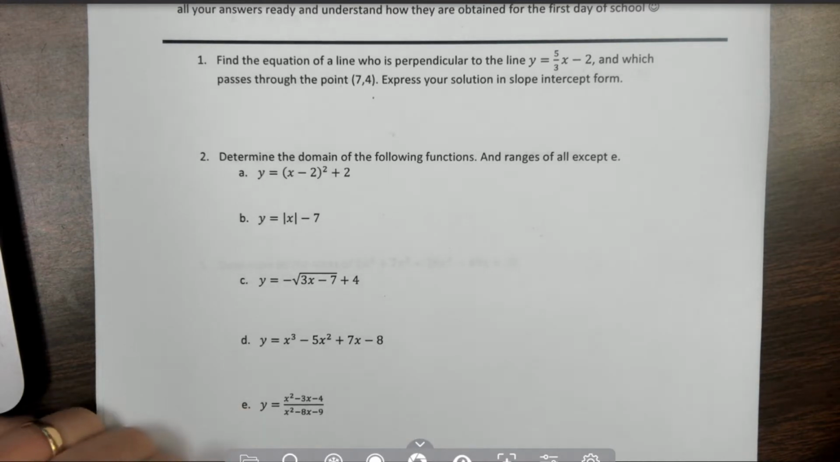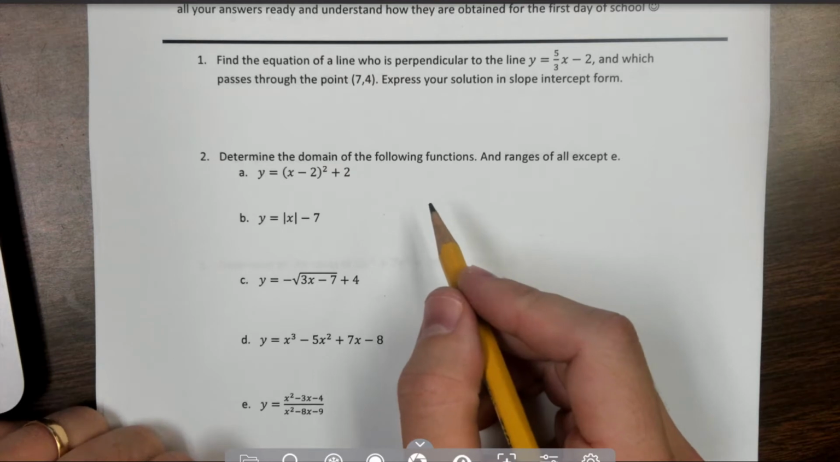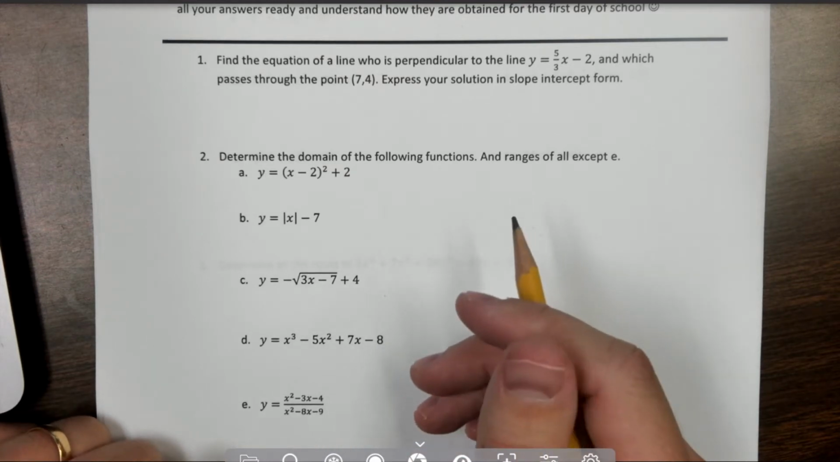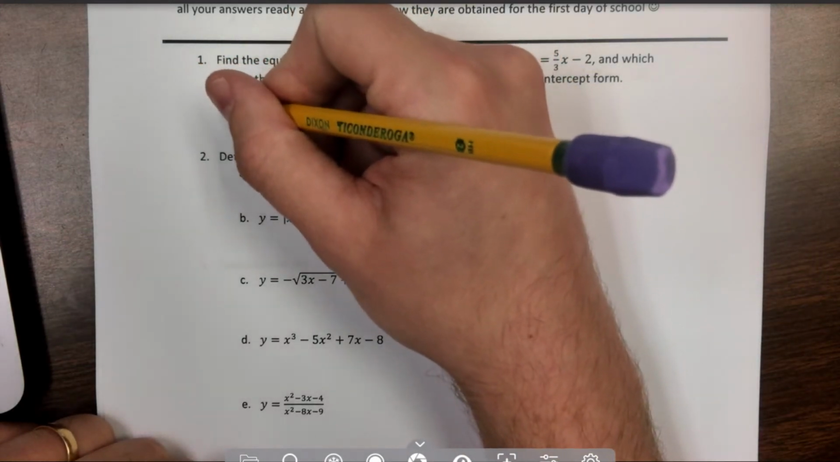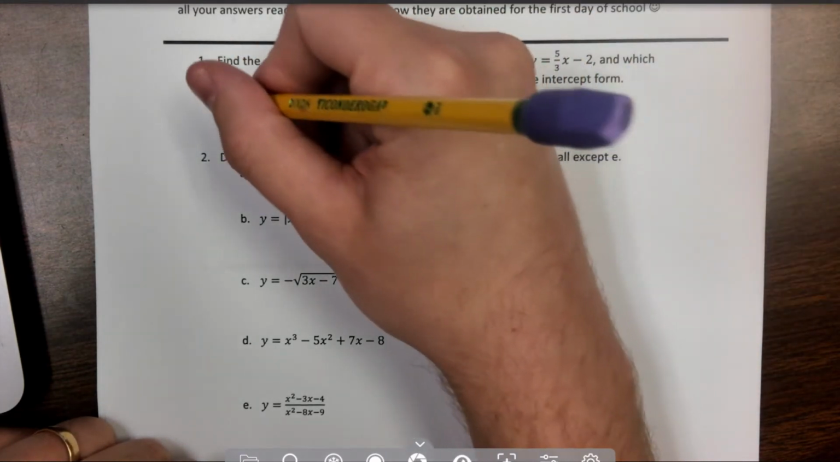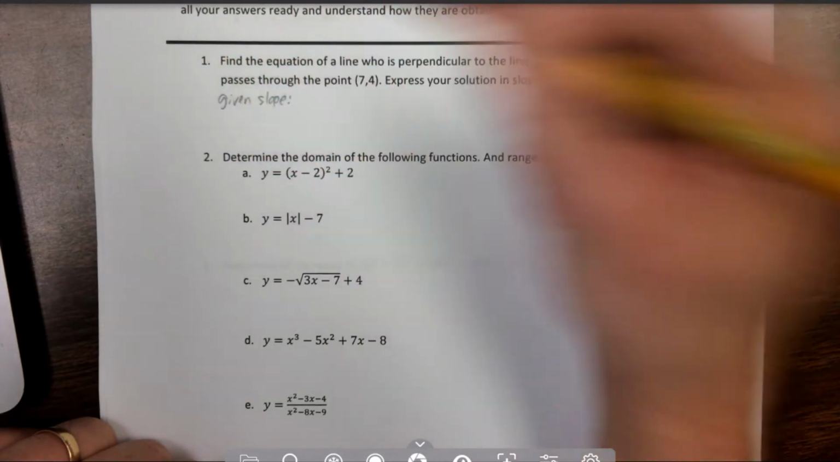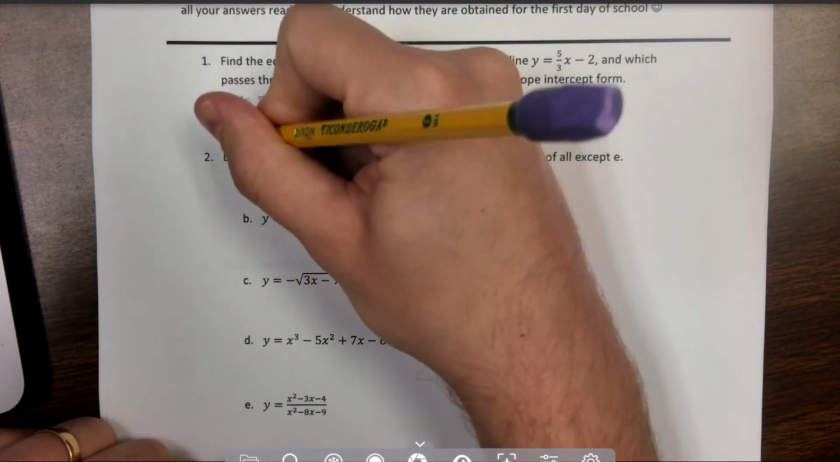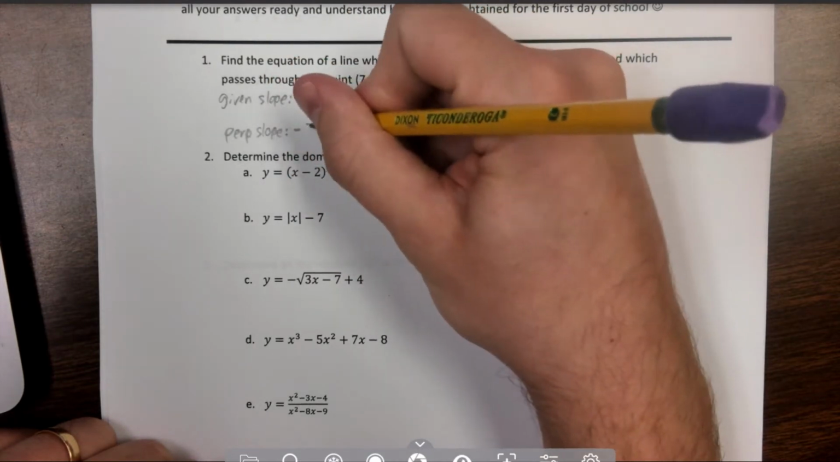We just need to find the equation of a line that's perpendicular to the line given and which passes through the point given. So the way we do that, we first need to remember how perpendicular and parallel lines interact with one another, or what they have in common, or how they're different. A perpendicular line has a negative reciprocal slope to the line that it's perpendicular to. So if we have a given slope of 5 over 3, then the perpendicular slope is going to be the negative reciprocal.